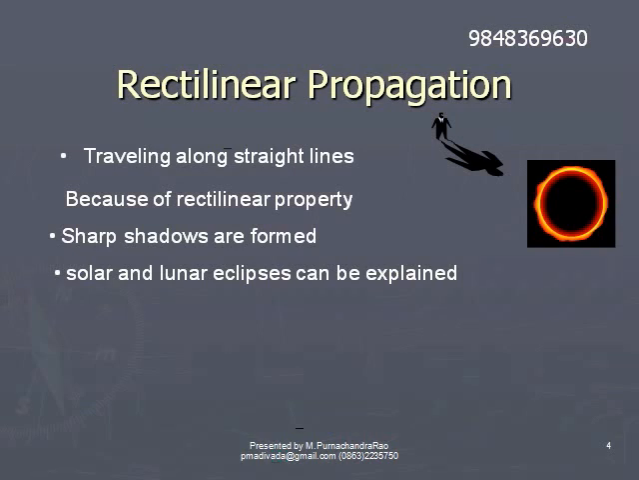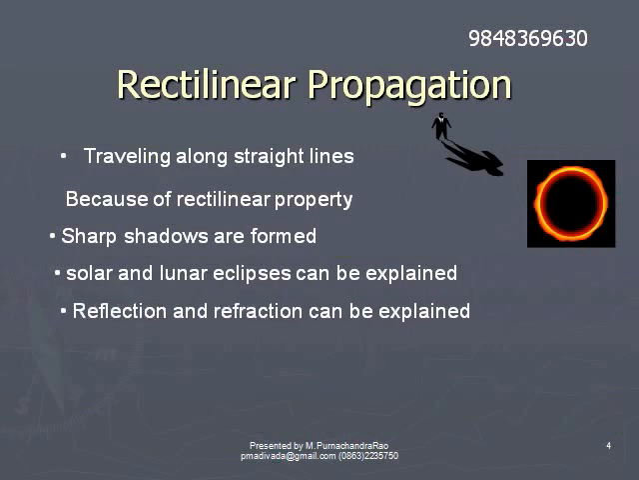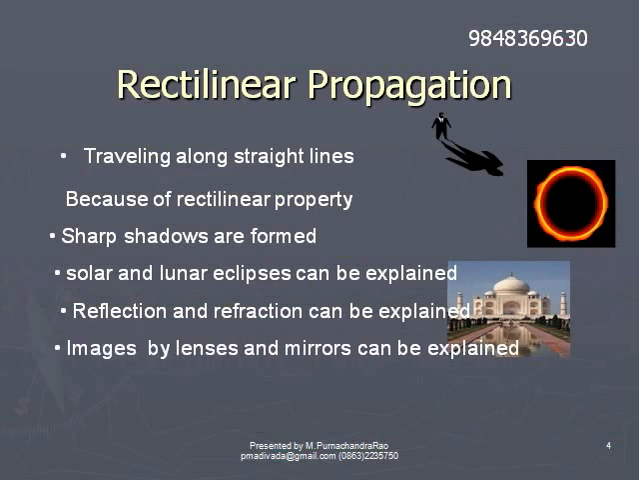Reflection and refraction can be explained based on rectilinear propagation, and also the images formed by lenses and mirrors. See here, the Taj Mahal image is seen in water. This can be explained based on the rectilinear propagation of light, using light as rays.